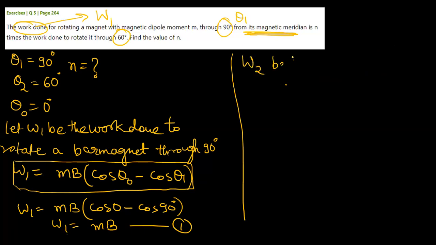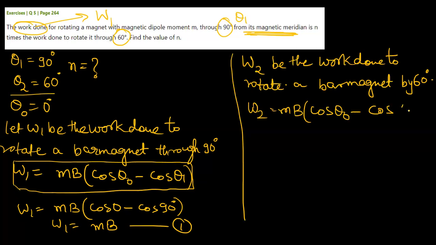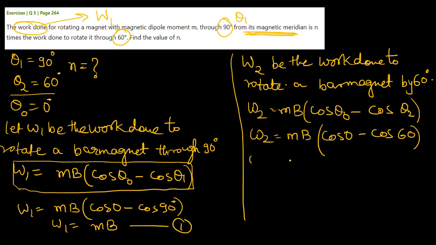So let W2 be the work done to rotate a bar magnet by 60 degrees from the magnetic meridian. So W2 will be equal to MB cos theta 0 minus cos theta 2, where I have taken 60 degrees as theta 2. So W2 will be equal to MB into (cos 0 minus cos 60). So this will be equal to MB into (cos 0 is 1, 1 minus 1 by 2). 1 minus 1 by 2 is 1 by 2. So this will be MB by 2.